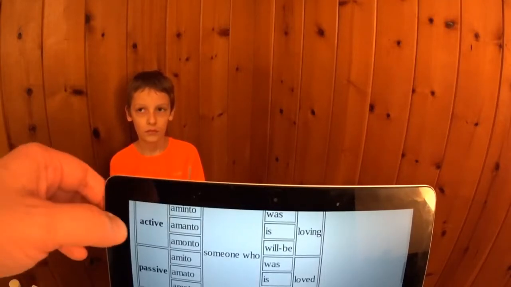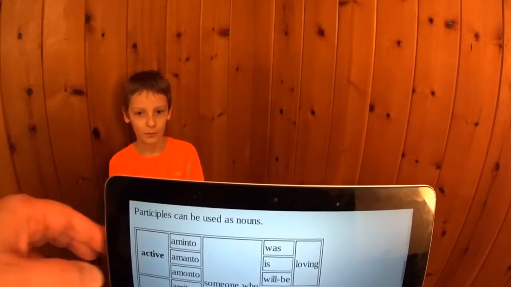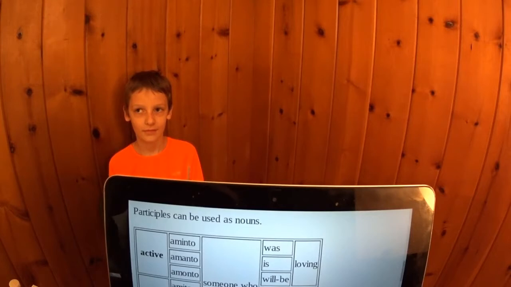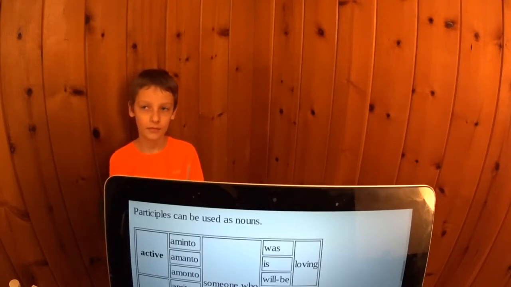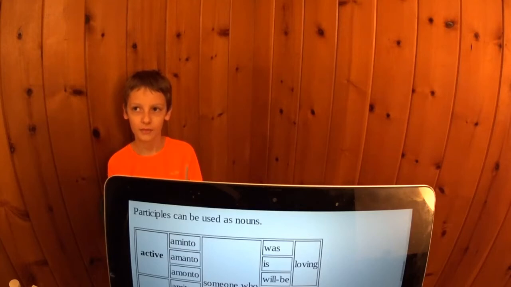Participles can be used as nouns. You remember this one, Logan? No. All right, so let me see how this goes. Do you know what ami means? To love. Right. So if I were to say amanto, what does that mean? Loving. Well, remember Esperanto means what? It means to hope. Right. Well, it doesn't mean to hope, but it means a hoper. Yeah, one who hopes. So amanto is? One who loves. Right, and aminto is?